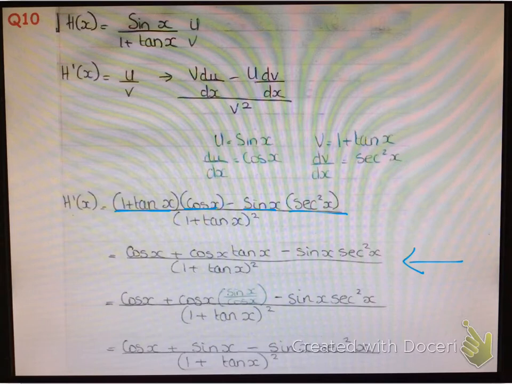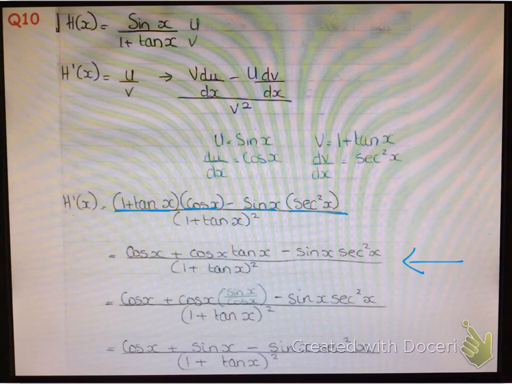If we could try and get it all into cosines and sines or whatever, and we'll try and get rid of the tan out of it. So you can see there we've got cos x plus cos x tan x. Well, tan x, if you look at page 13, is the same as sine x over cos x. So I've substituted it in green there. Minus sine x, sec squared x. All over 1 plus tan x, all to be squared.